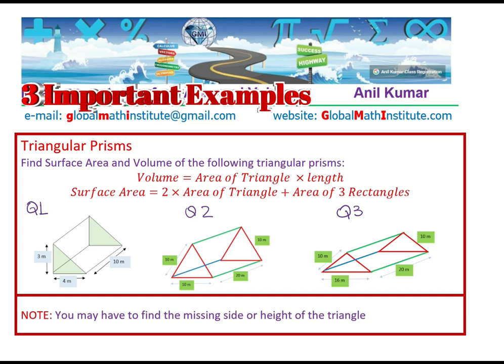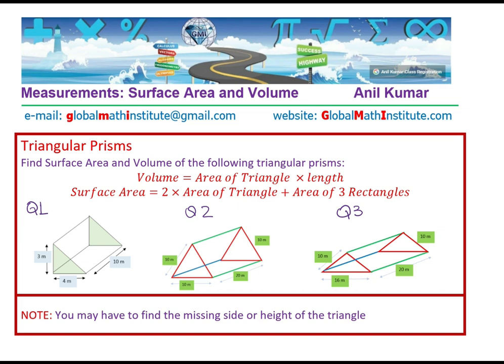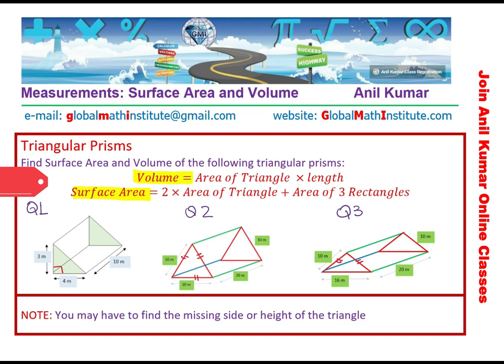The very first one, as you can see, has a right angled triangle. The second one has an equilateral triangle where all sides are equal. The third one has an isosceles triangle. So we have three different types of triangular bases, and then in the prism we will find both surface area and the volume. The formula for surface area and volume is also given to you. So basically, what we need to do here is to find the area of the triangle, right? That is the first thing. And to find the volume, multiply this by length and you get the volume.